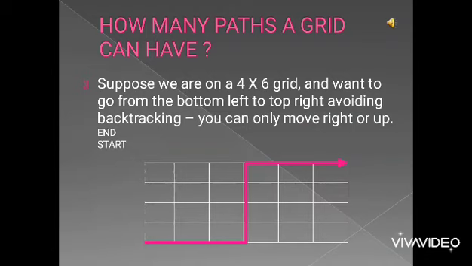Now, how many paths can a grid have? Suppose we are in a 4 by 6 grid and want to go from the bottom left cell to the top right, avoiding backtracking. That is, you can only move up or right from the start to the end.